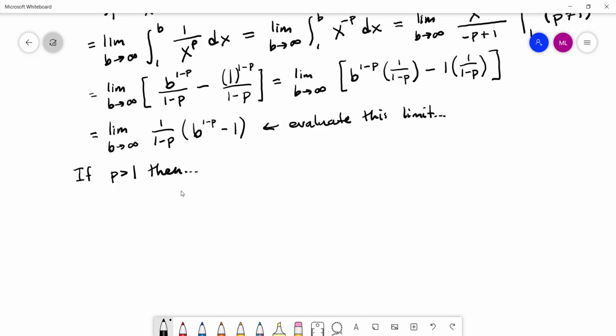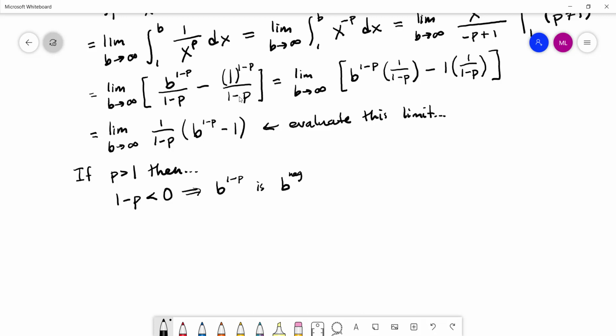Let's think about some arguments. If p is greater than 1, what happens to 1 minus p? So 1 minus p will be less than 0. Basically, if p is greater than 1, if it's 2, for example, then when I do 1 minus that value of p, I'm going to get a number that's negative. It's going to be less than 0. And what that means is that b to the 1 minus p is really b to some negative power.